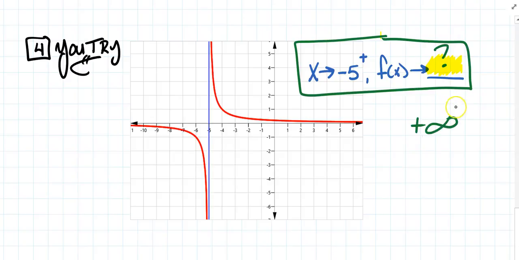Hopefully you got the right answer of positive infinity, and here's how you do it. So as x approaches -5, let's figure out where -5 is on the x-axis, and let's approach it from the right-hand side. So let's go bouncing towards the -5 from the right-hand side. Every time I bounce left, my graph or my function gets bigger and bigger and bigger. So this thing is shooting up to positive infinity.